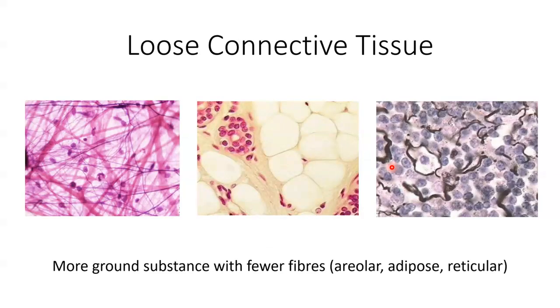So taking a closer look at the loose connective tissue, a nice way to describe loose connective tissue is that it has more ground substance with fewer fibres. The three different types of loose connective tissue are areolar, adipose, and reticular connective tissue. This image here on the left is the areolar connective tissue. This image here is our adipose connective tissue, and this is our reticular connective tissue.